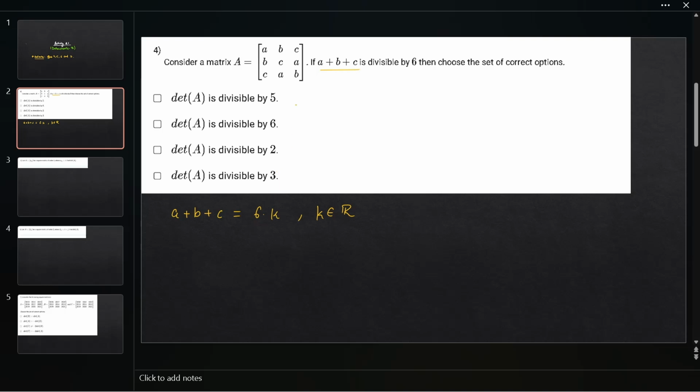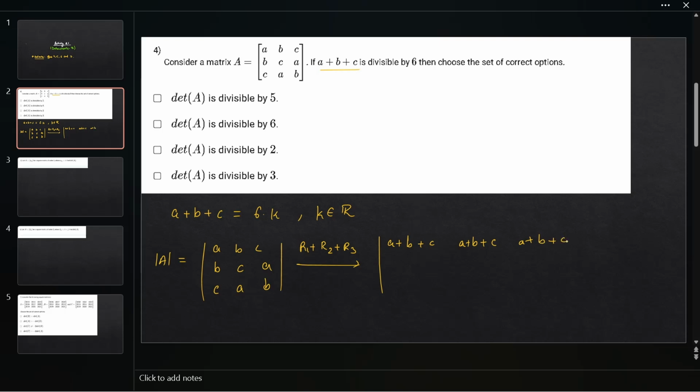So now moving on to our matrix. Determinant of A is just determinant of A, B, C, B, C, A, and then C, A, B. So what I'm going to do here is a row operation where I'm adding row 2 and row 3 to my row 1. So what would happen now? It would give me A plus B plus C, then B plus C plus A, which is again A plus B plus C, and then C plus A plus B, which could again be written as A plus B plus C. And the rest of the rows will remain the same, B, C, A and C, A, B.